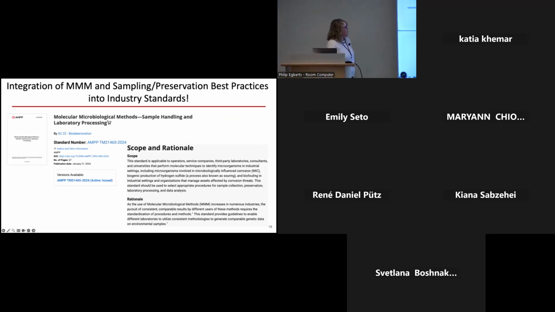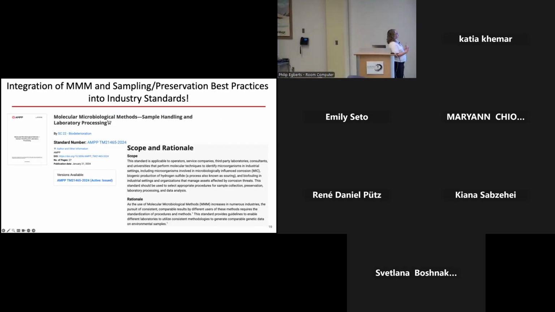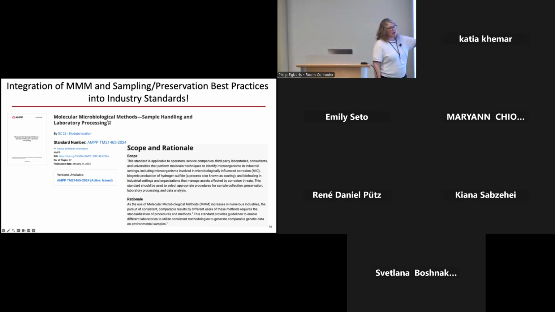Okay. So as I mentioned, we have done a lot of work to figure out what types of preservative chemicals can be important and long-lasting for preserving samples for molecular work. And we've now been able to integrate this information about the best practices for molecular methods and sampling into industry standards. This is one that I mentioned at the beginning. It's a standard now that if you want to collect samples for molecular biology work, these are the best practices in that standard that you can follow.